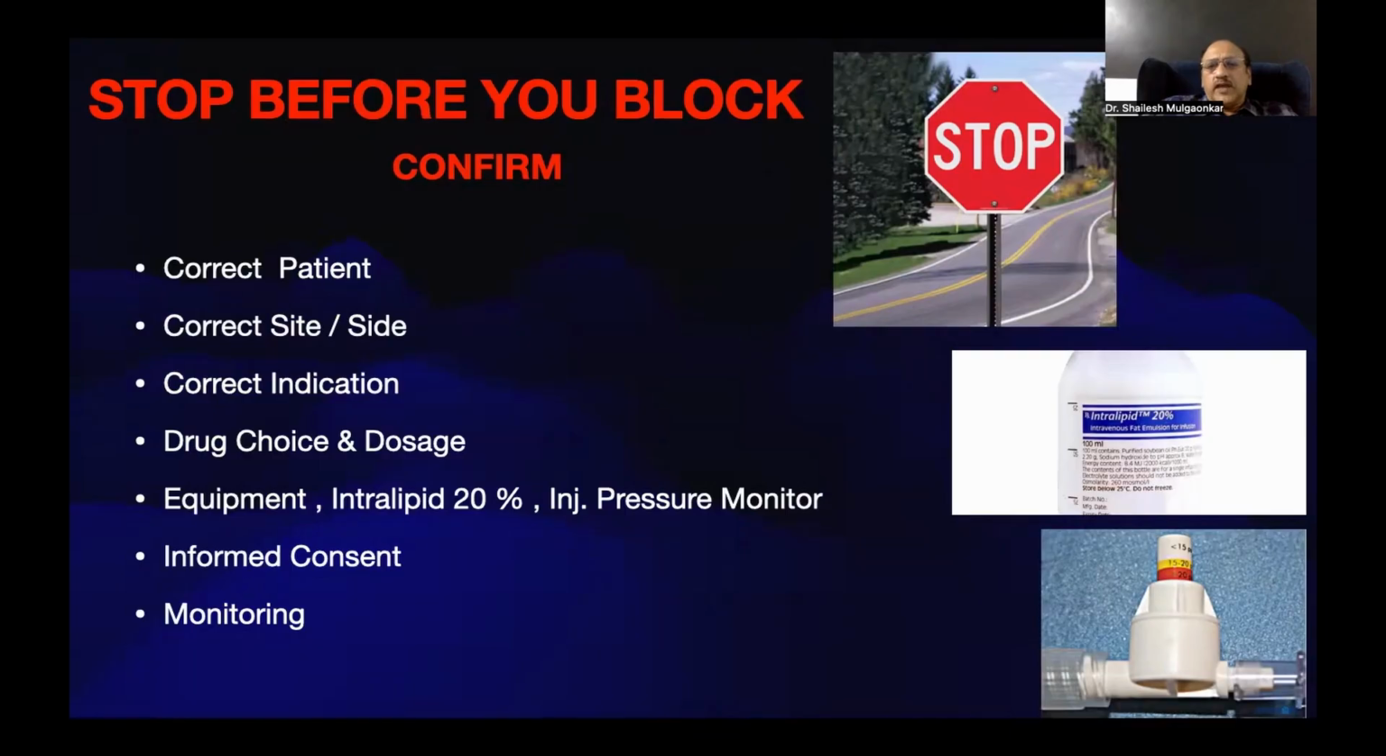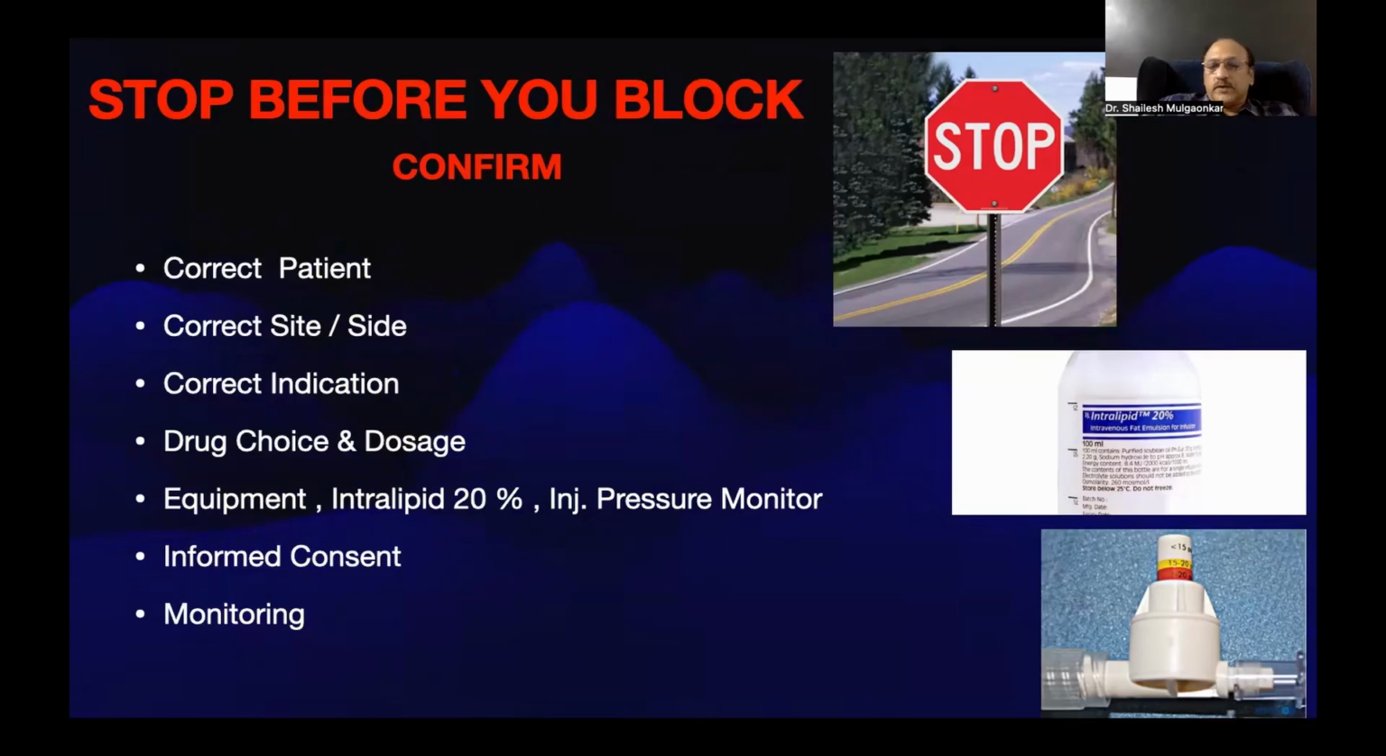Now, for any block, stop before you block and just confirm the patient's identity, the correct side, the correct indication for the block. The drug choice and dosage you have to calculate, proper equipment, everything has to be kept ready. Intralipid 20% is most important to prevent local anesthetic systemic toxicity. And if an injection pressure monitor is available, nothing like it. The pressure while injecting should not increase to more than 15 to 20 psi.